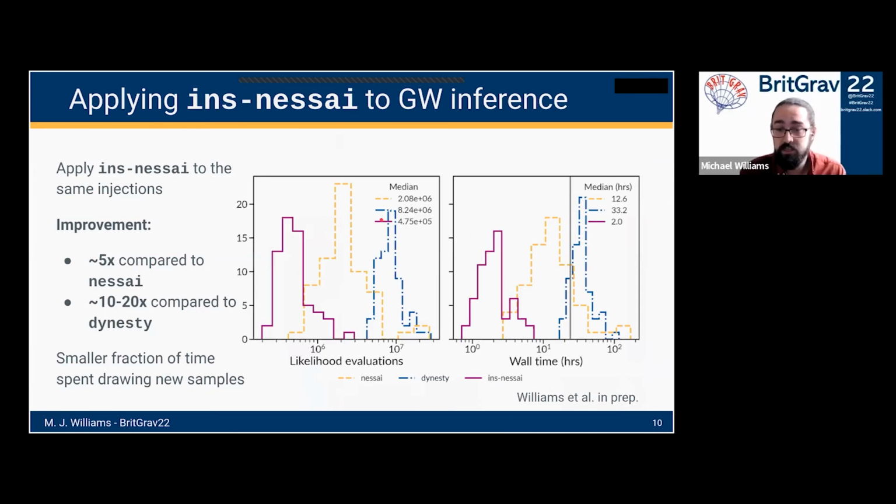So we revisited the analysis we did for our original paper for nessai, and we applied this new version of nessai, the importance nested sampling nessai, and we found that it significantly reduced the cost of performing the inference and sped it up. So this new version is about 5 times faster than nessai and about an order of magnitude faster than dynesty, depending on whether you're considering likelihood evaluations or the actual wall time. So now you can see we're actually down to around 2 hours to perform inference.